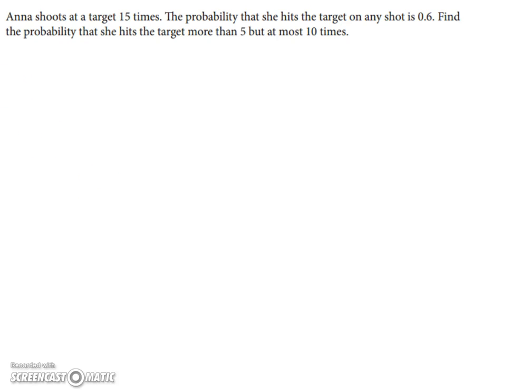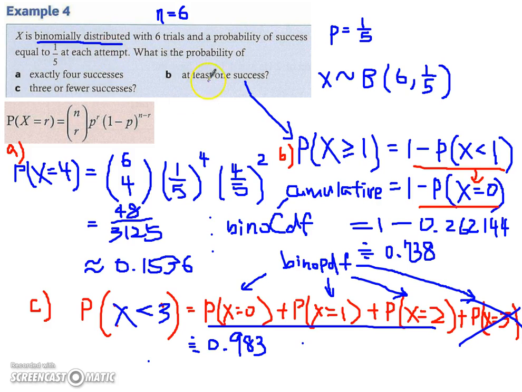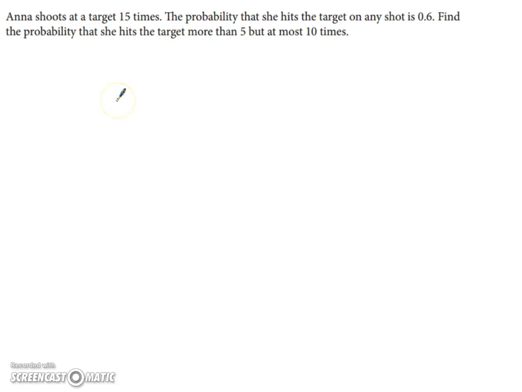I hope you have watched the previous video where we talked about example 4 from the textbook, and that you now know the difference between binocdf and binopdf. So have your calculator, your GDC, ready. We will need to use it for this one. Now pause the video and understand the context of this problem, please.